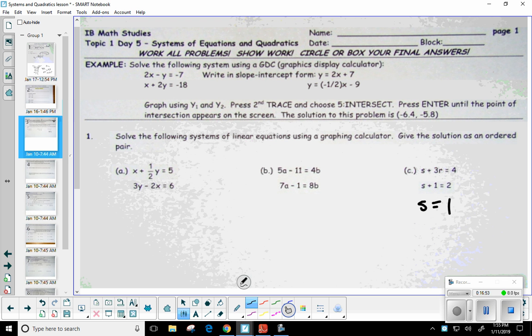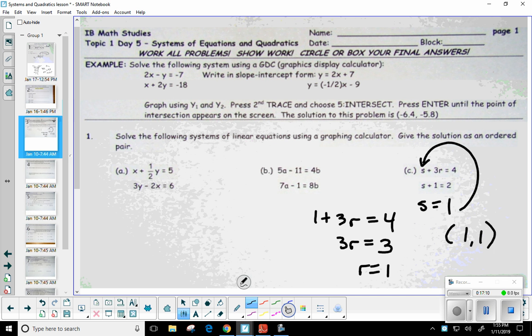All right. So let's see here. If I plug this back in here, I get 1 plus 3R is equal to 4. 3R equals 3, so R equals 1. So my ordered pair should be (1, 1).